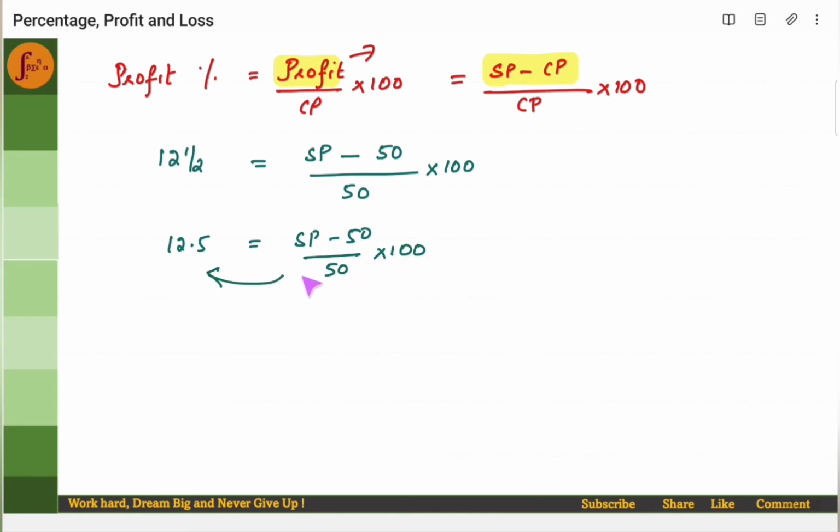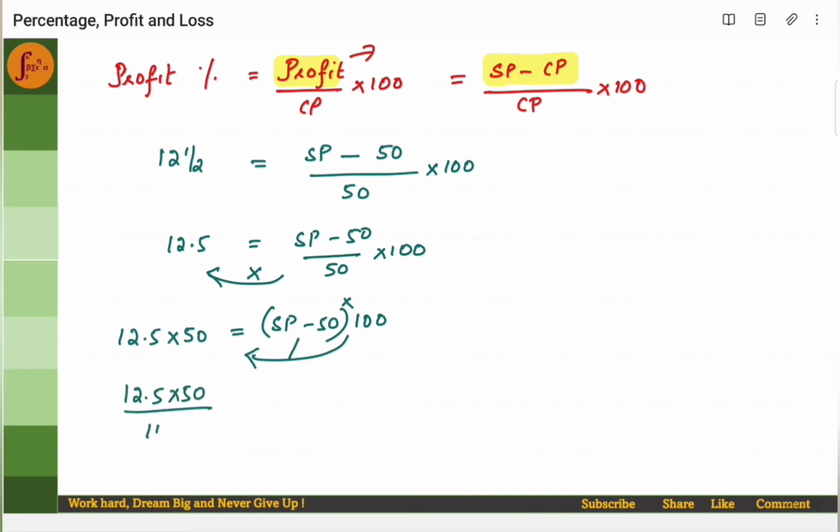I'll shift 50 here, so it will become multiplication, because this is in division. So 12.5 into 50 is equal to (SP minus 50), the whole into 100. Now I'll shift 100 this side, it will become division because this is in multiplication. So 12.5 into 50 by 100 is equal to SP minus 50.